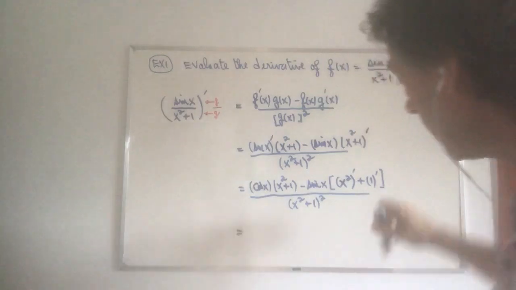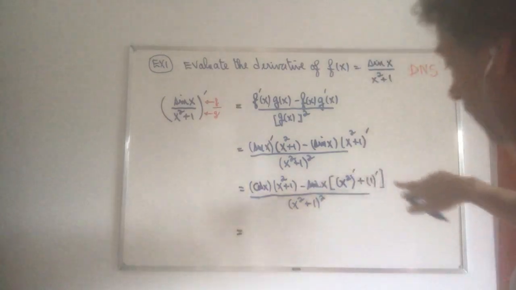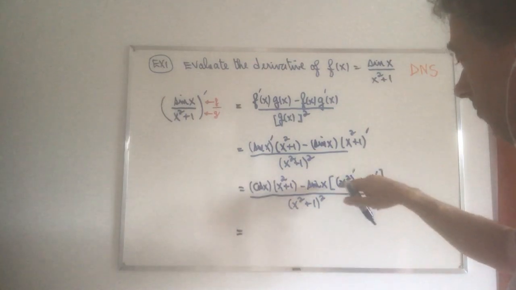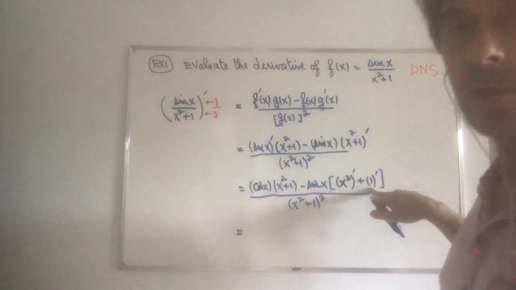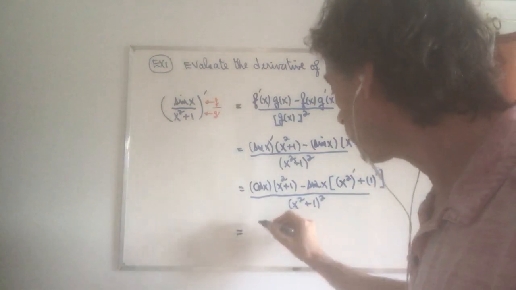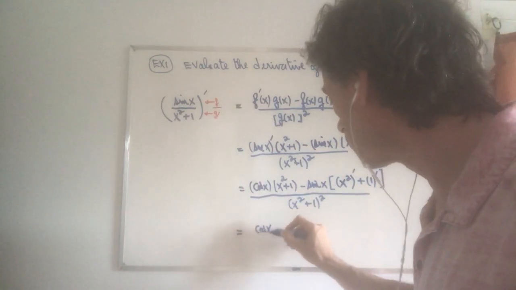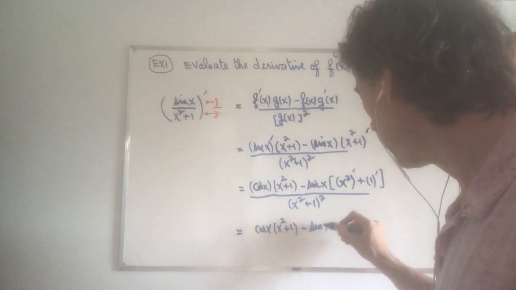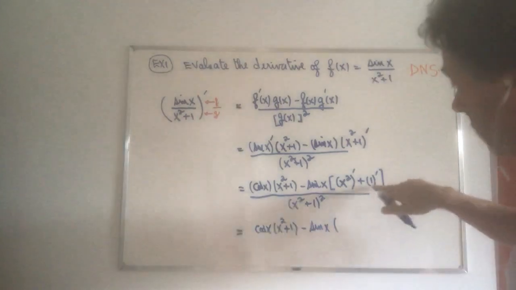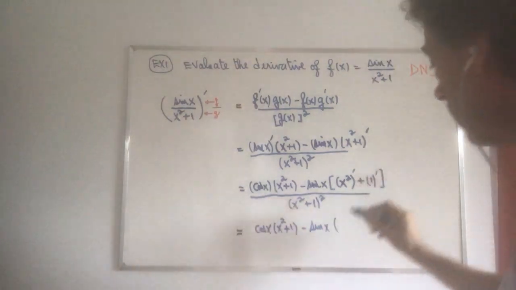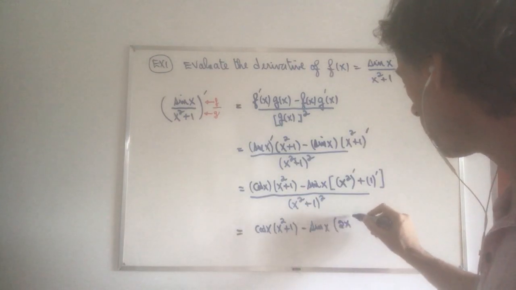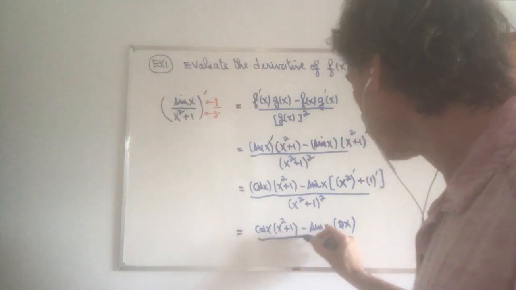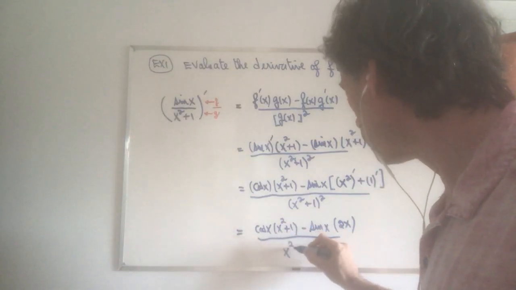Are we done? We're not done, because we have still a derivative to take here and another one to take there. These are easy. This is rule 4. So I'll take the 2 in front and I'll do minus 1. And this is rule 1, the derivative of a constant. So basically, I think we are done here. Cos x, x squared plus 1 minus sine x times, this is 0, so I'm not going to write it down, and this is just 2x to the 2 minus 1, that is 2x to the 1, all of that divided by x squared plus 1 squared.